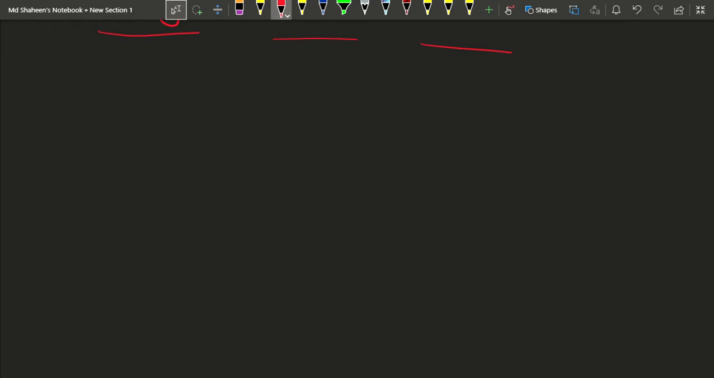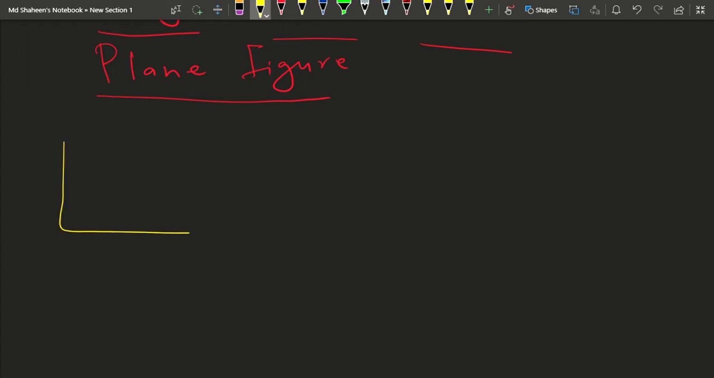So let's study about plane figures. What is a plane figure? See, any figure lying on a plane is called a plane figure. Like this is a plane. This is our plane. If any figure lies on the plane, it will be a plane figure.